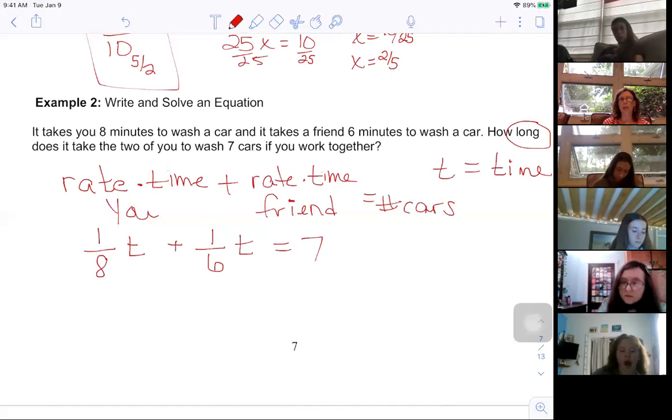So I'm going to go over that again. Rate is kind of like your speed limit. Well, in this case, our rate is cars per minute instead of miles per hour, how a speed limit usually works. And if I take the rate times the amount of time that it takes the 2 of us to wash a car together, and I add the 2 rates together, I should be able to figure out how much time it takes to wash 7 cars.